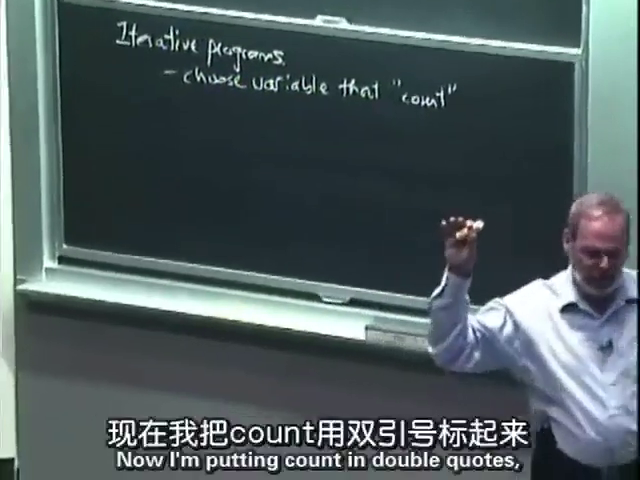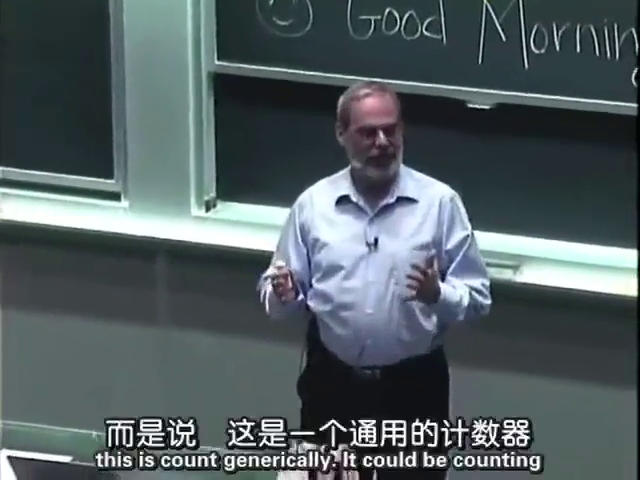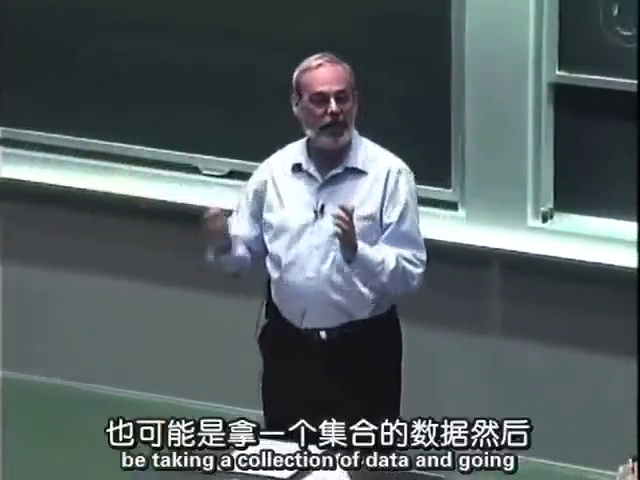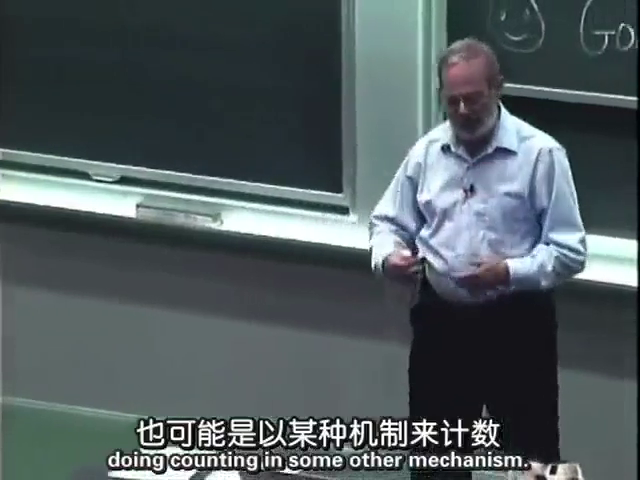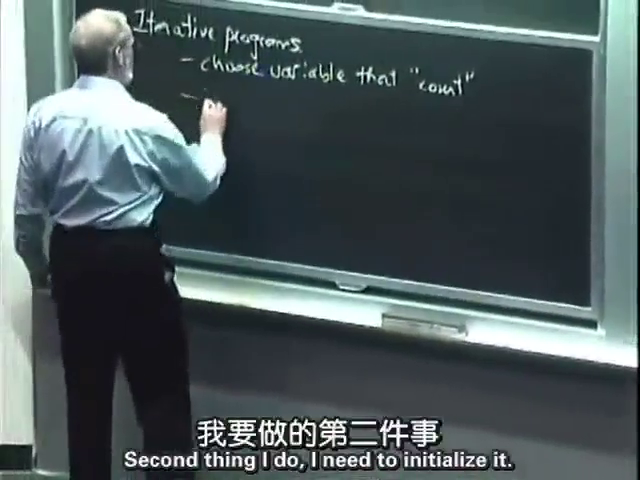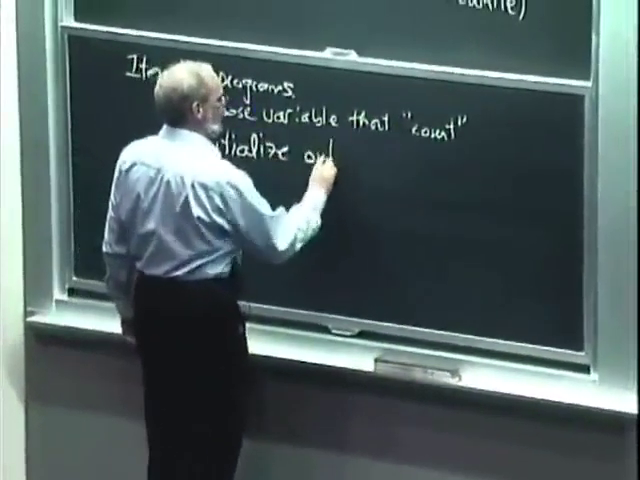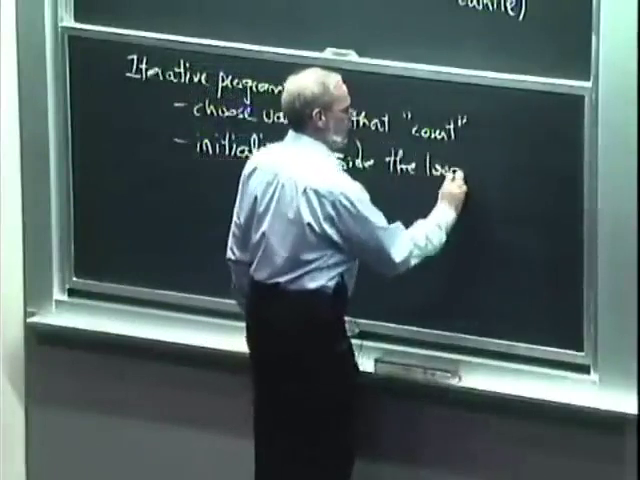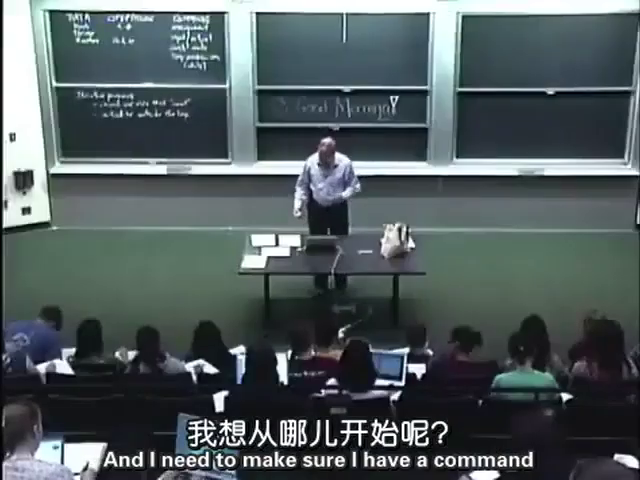Now, I'm putting "counting" in double quotes, not to make it a string, but to say this is count generically. It could be counting one by one through the integers. It could also be taking a collection of data and going through them one by one. It could be doing counting in some other mechanism. But what's the variable that I want to use? Second thing I do, I need to initialize it. And I need to initialize it outside of the loop. That is, where do I want to start? And I need to make sure I have a command that sets that up.